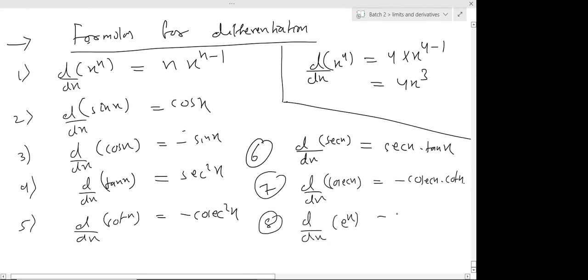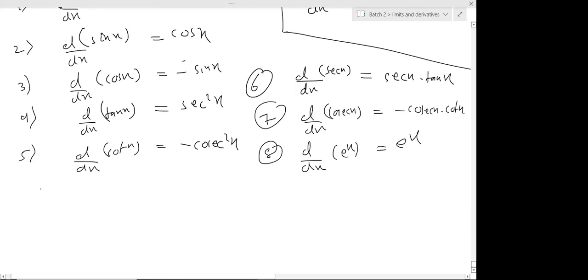Differentiation of e raised to the power x is e raised to the power x itself. What is the difference between e and a? e has a specific value, where e is 2.71. Whenever you see e, that means this value. But a can be any constant to the power x. If you have to differentiate it, this becomes a raised to the power x log a.